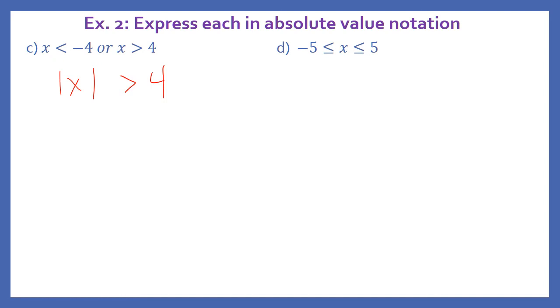D, it's between negative 5 and 5, which means 5 or less units away from 0. Absolute value of x, and again, less than or equal to 5 units away from 0. So that's the 3 ways, and you should be able to go from one to any of the other 2, which we've just practiced.